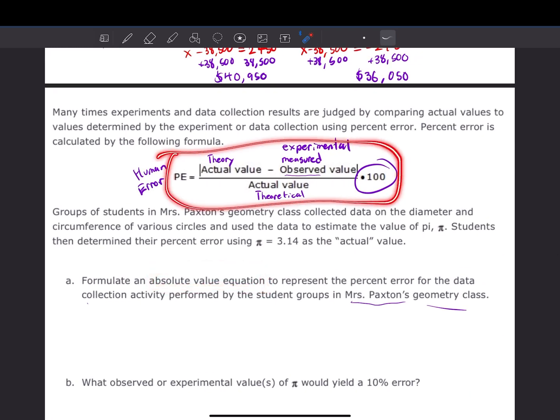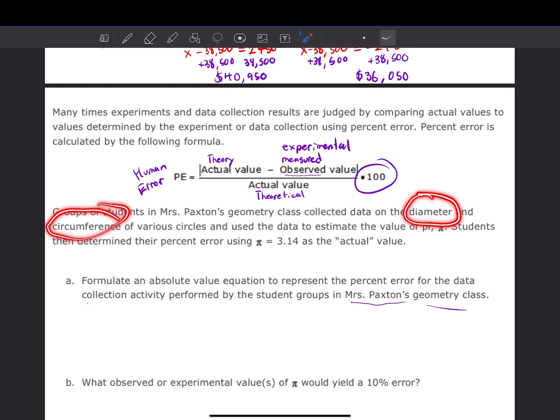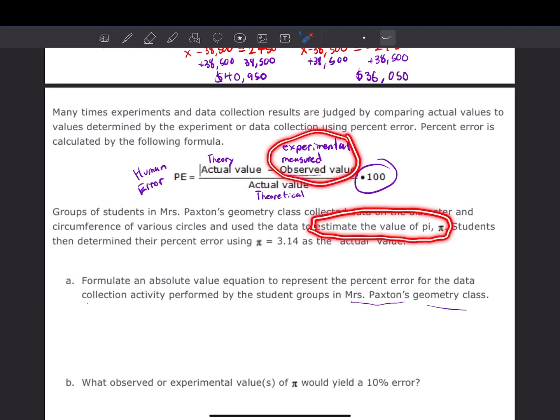We're going to use this formula. Groups of students in Mrs. Paxton's geometry class collected data on the diameter and the circumference of various circles and used the data to estimate the value of pi. They are measuring, they are observing and experimenting. What is their value of pi?